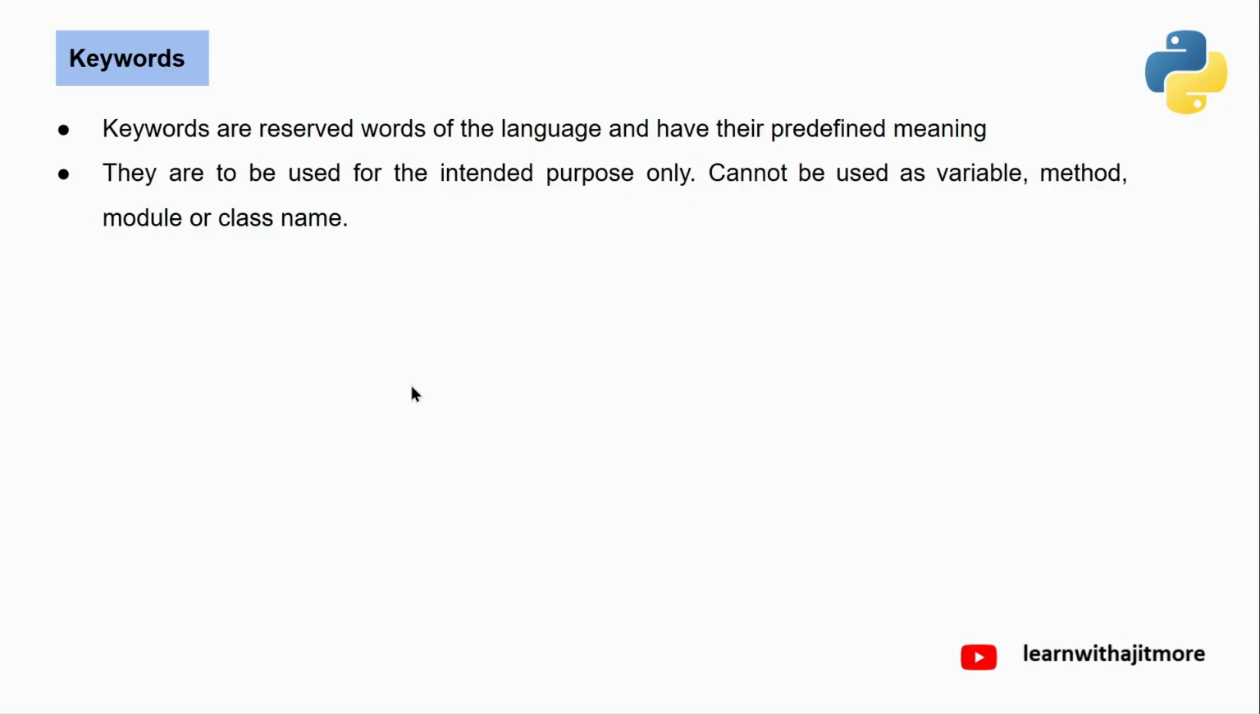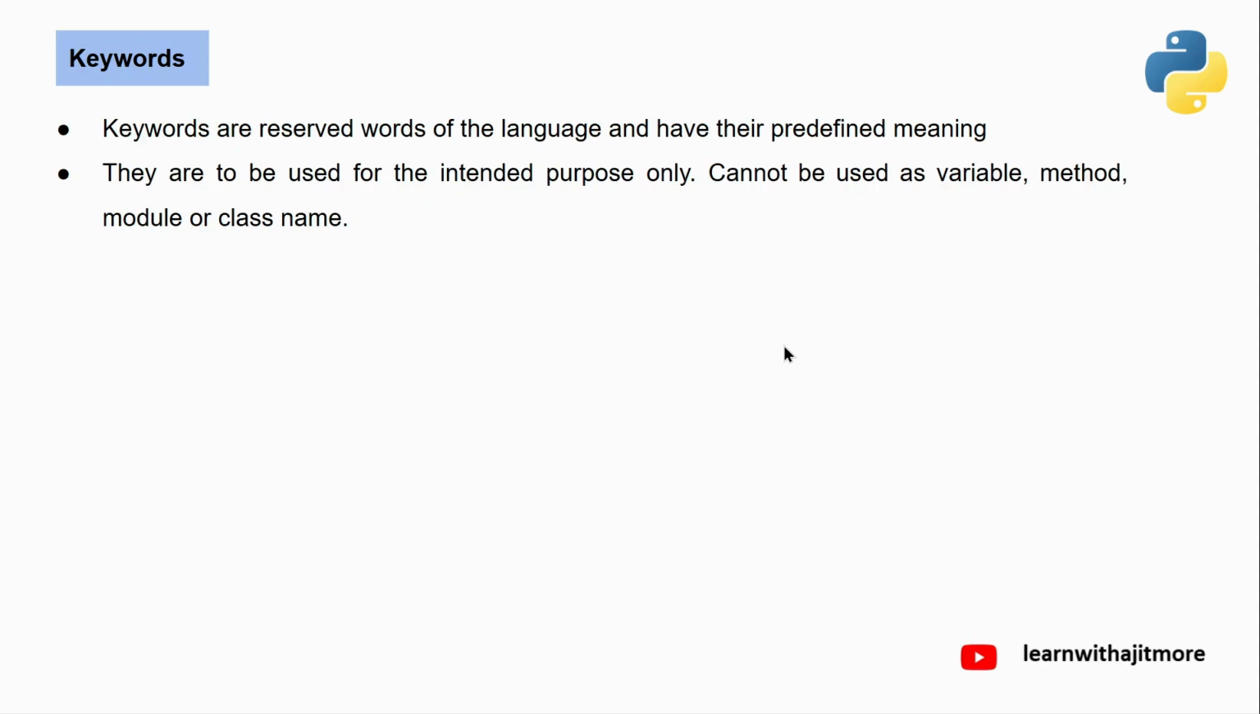Like if is used for condition checking, you have to use it for that only. While is used for a loop. Getting? So you have to use it that way. Break is to terminate the loop. So you have to use it for that activity only. You cannot use it for anything else. So it cannot be used as a variable, method, module, or class name. If you want to give a keyword as a class name, not allowed. Or if you give a keyword as a variable name, not allowed.